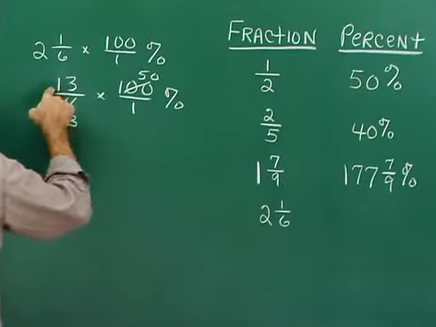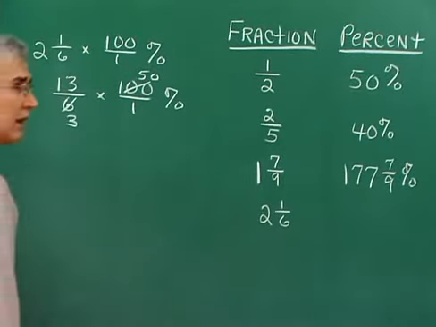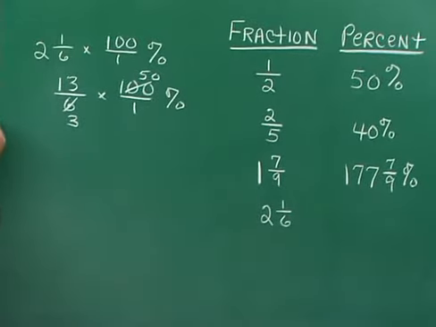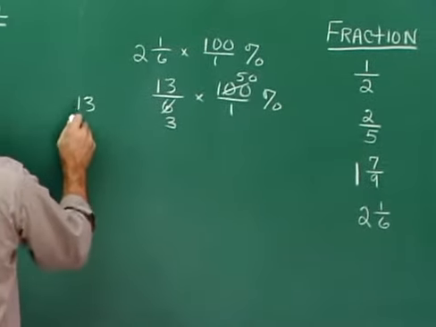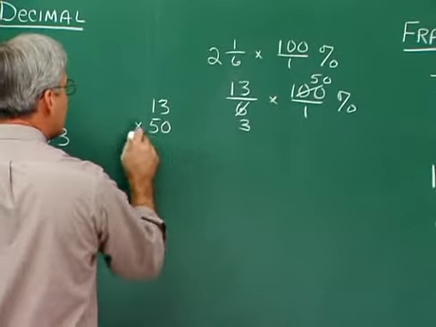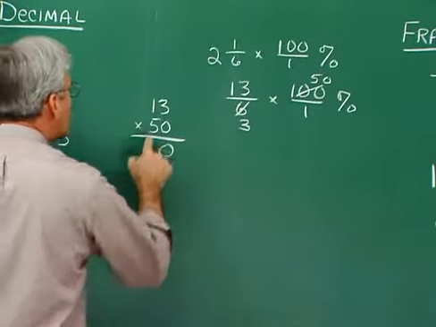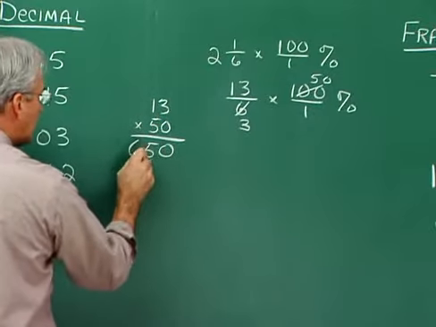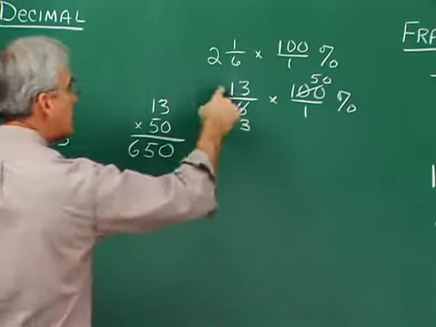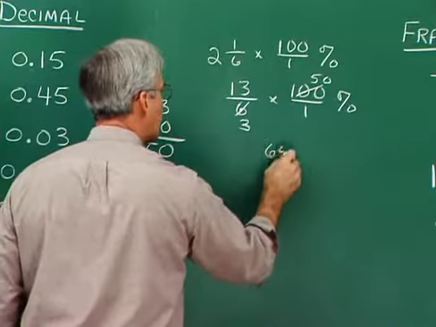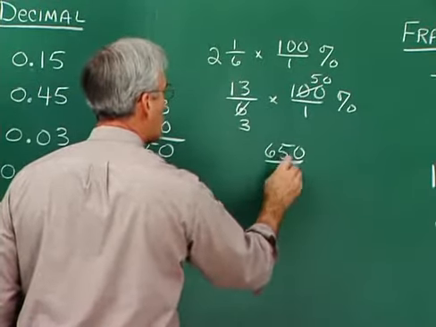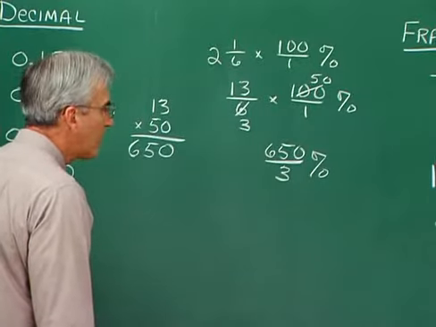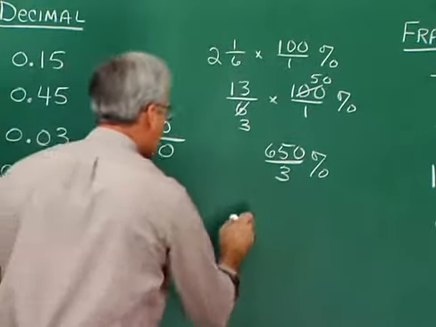50 times 13. Well, I could grab my calculator here. But if I can't, I want to come out to the side and do something like this. 13 times 50. 0 times these will give me a 0. 5 times 3, 15. 5 times 1, 5, and 1, 6. So that's 650. So 13 times 50 is 650. And 3 times 1 is 3. And this is a percent. Aha, improper fraction, we don't want that. We'd like to change this.